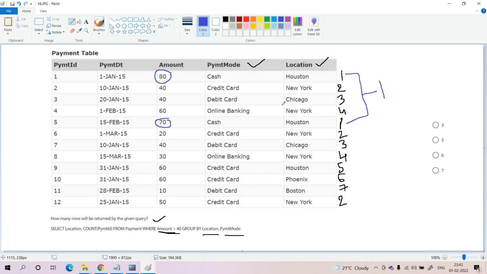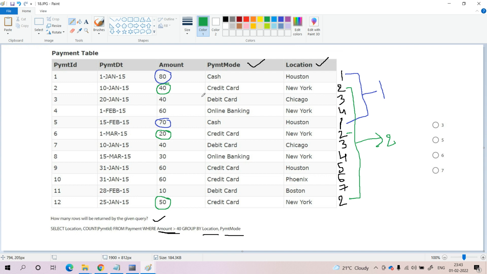And what about the second group? The second group has 40, 20, 50. Let me take different colors. In the second group the amount is 40, which is not greater than 40. Try to check another one. Here the amount is 20, which is also not greater than 40. But in the second group there is an amount which is greater than 40, that is 50. So we can consider the second group also. The entire second group we can consider as one more record. Till now we are retrieving 2 records.